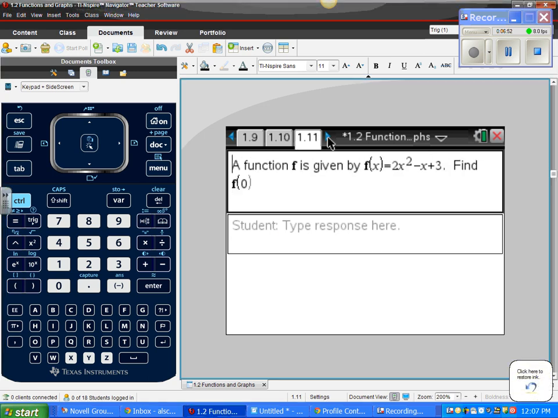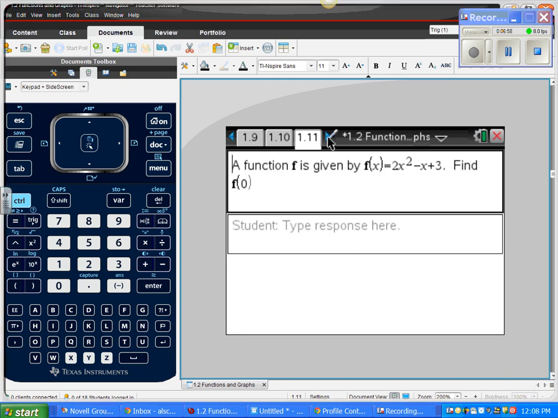Okay, so a function f is given by f of x equals 2x squared minus x plus 3. We want to find f of 0. So all this is substitution, right? We know how to evaluate these expressions. We've done it a million times. So f of 0 equals, everywhere you see an x now, you're going to replace with a 0. 2 times 0 squared minus 0 plus 3.